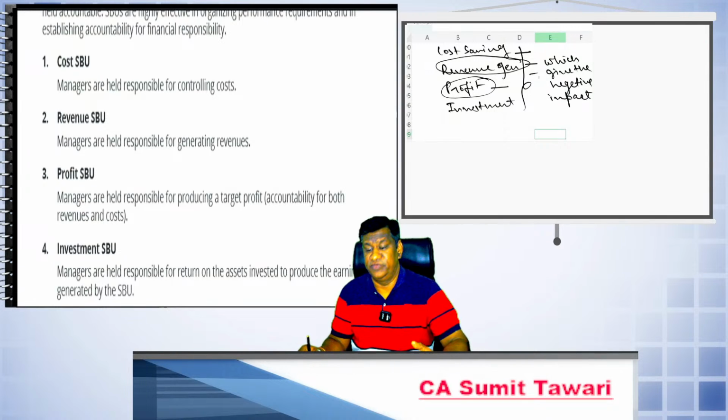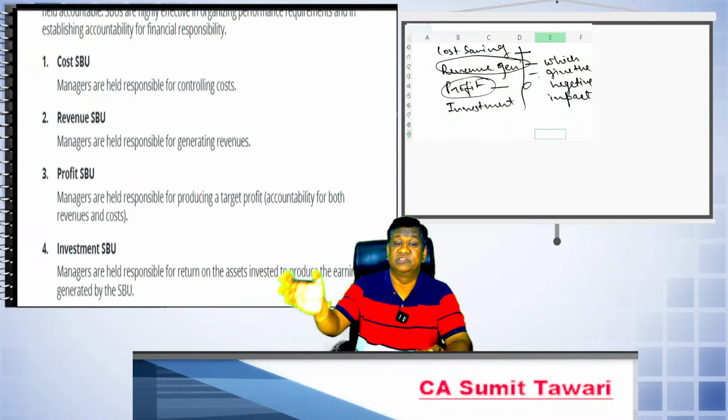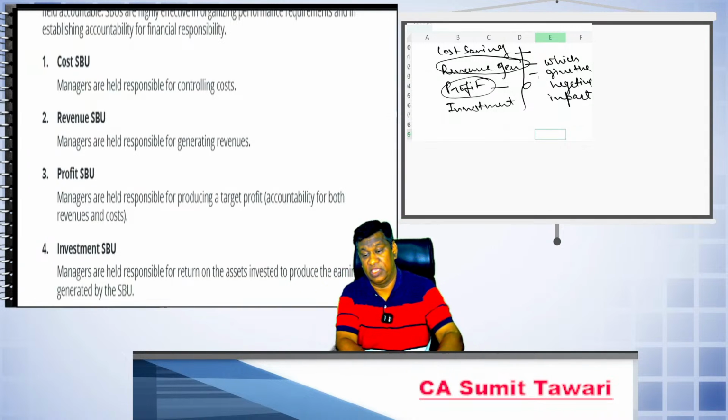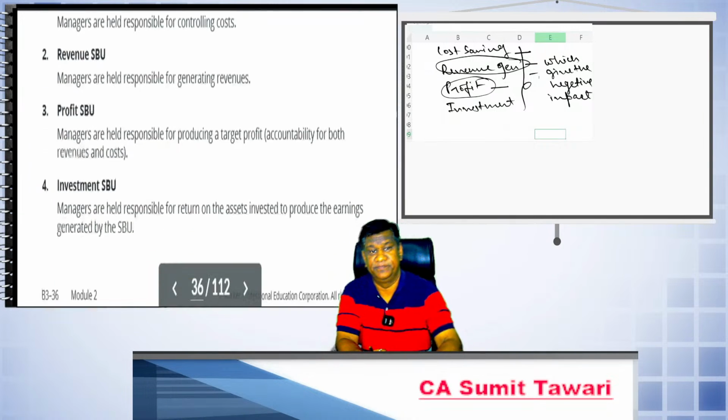Then investment. If you are doing some investment, then someone is going to check whether I am able to generate a proper return or not. If I am not able to generate the proper return, then expansion may be on hold. So that's why we need to give this responsibility to different managers, so that we can get the equilibrium position.